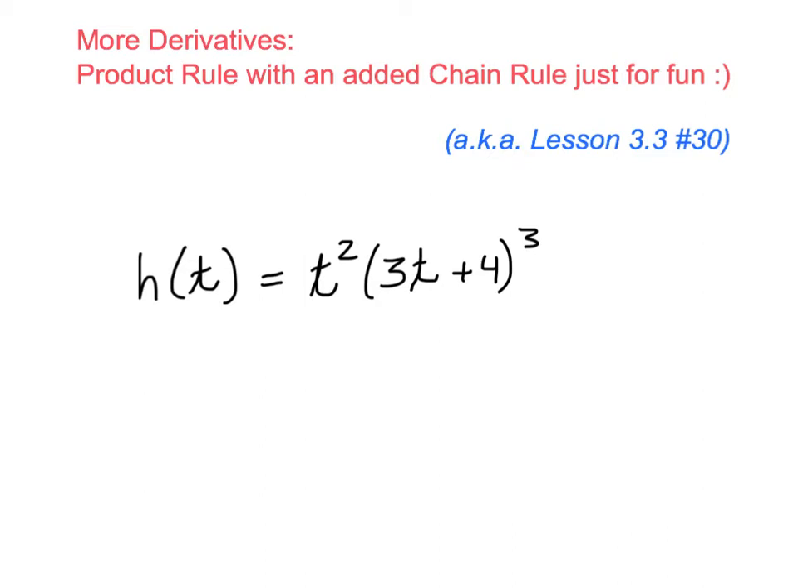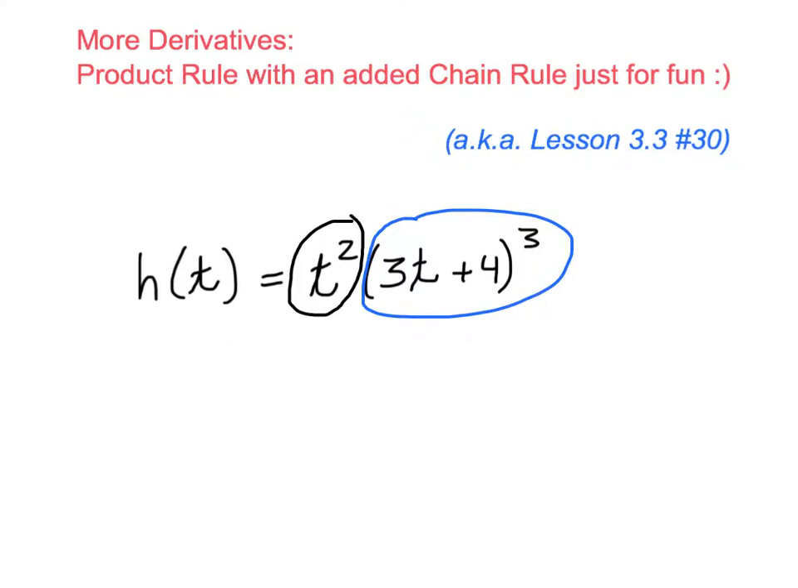As functions get more complicated, you might have to use more than one rule to find the derivative. And this problem here, number 30, is one of those cases. You'll notice that we actually have a product here. We're multiplying the function t squared by the function 3t plus 4, all raised to the third power.